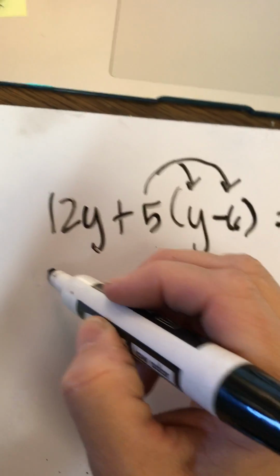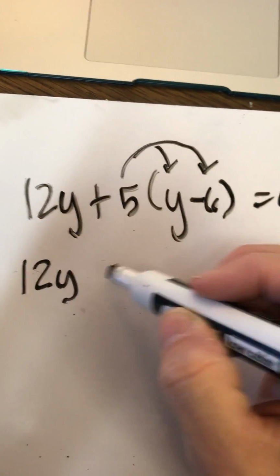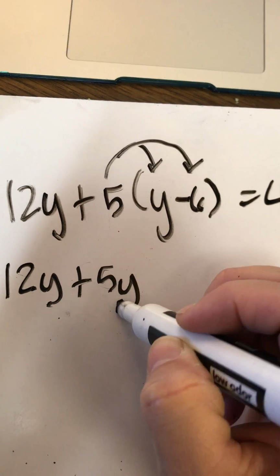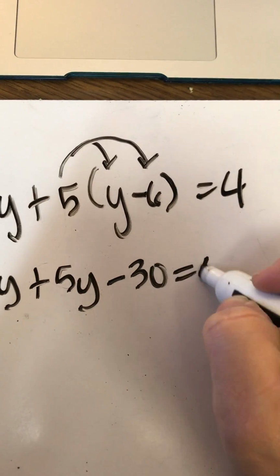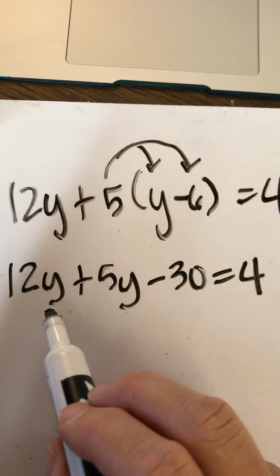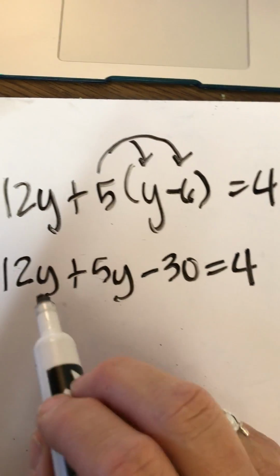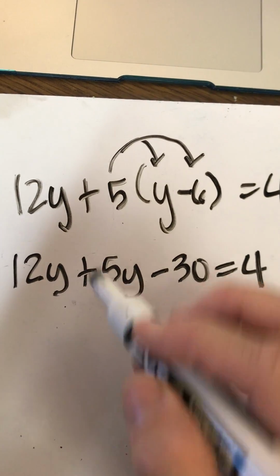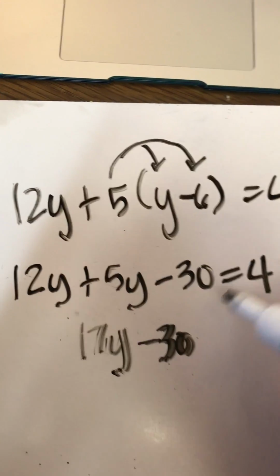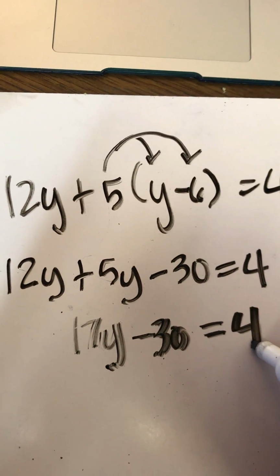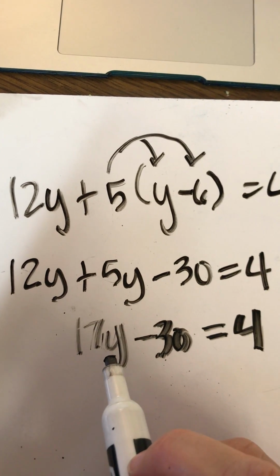parentheses. So we're going to go ahead and rewrite this as 12y plus 5y times negative 6, minus 30, equals 4. Now before we start to move things to one side of the equation or the other, let's go ahead and clean up this side. This side cleans up to 17y minus 30 equals 4. All right, we want y to be alone.